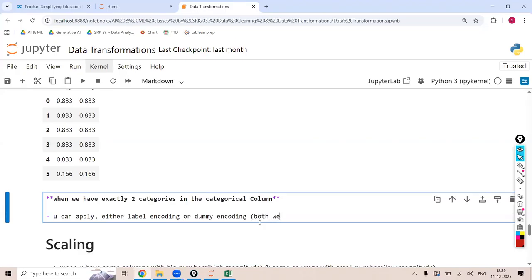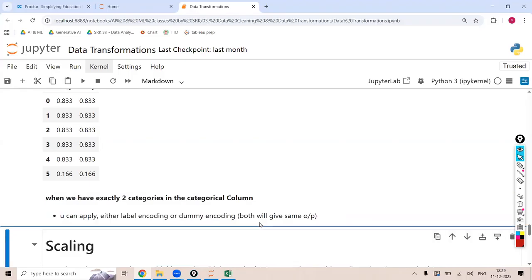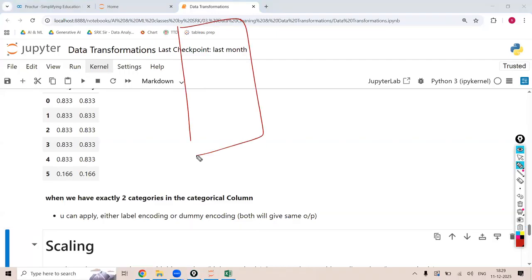Both will give the same output. There will be no difference. When you are having exactly two categories, there is no need to even apply dummy encoding. Directly apply label encoding, then there will be no difference. Let us take one small example like gender: male, male, male, female, female.